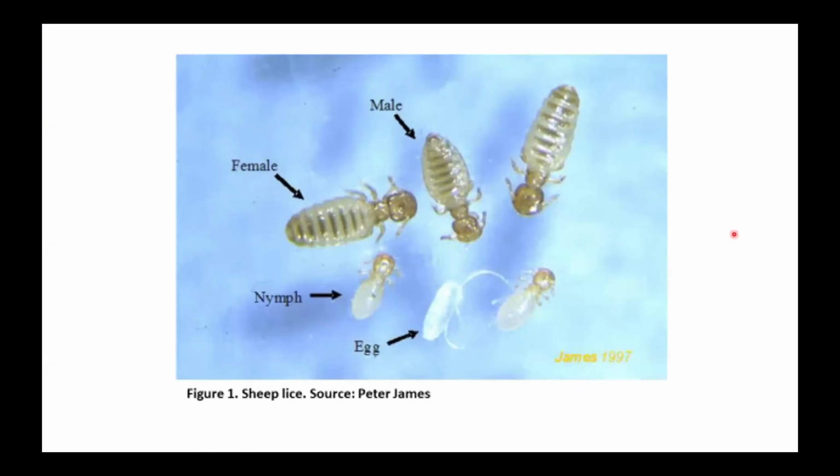These are some pictures of sheep lice, obviously blown up, but you've got the adults here. You can see the stripes on the body. There's a little egg on a fibre there and a couple of nymphs. They moult a couple of times to get to that stage when they can start to reproduce.